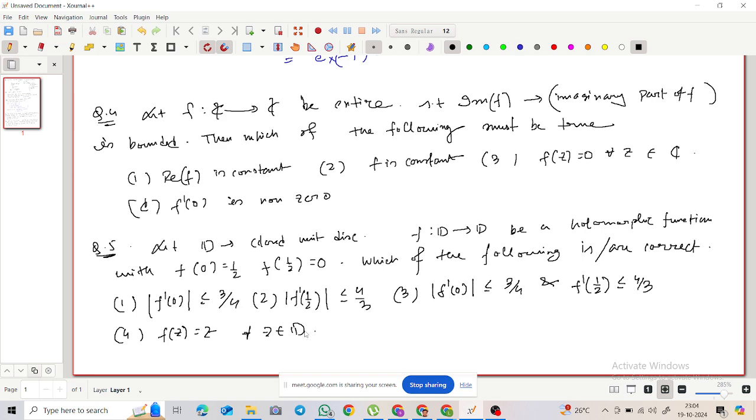Yeah, one way to do it is by Picard's little theorem, right? But can you avoid it, as we say that we should try to avoid that? Think, you have 5 minutes. It can also be done with Liouville's theorem.